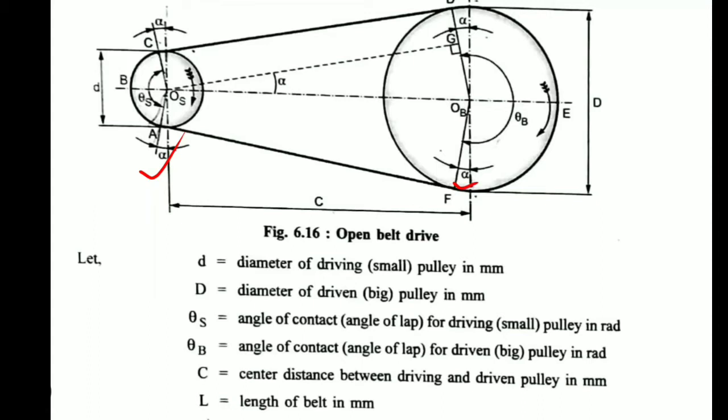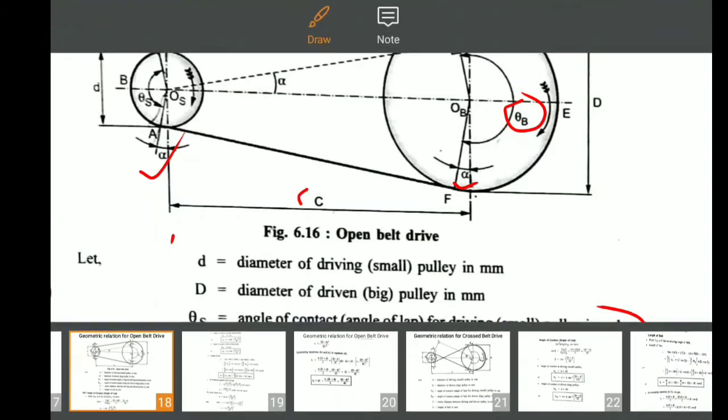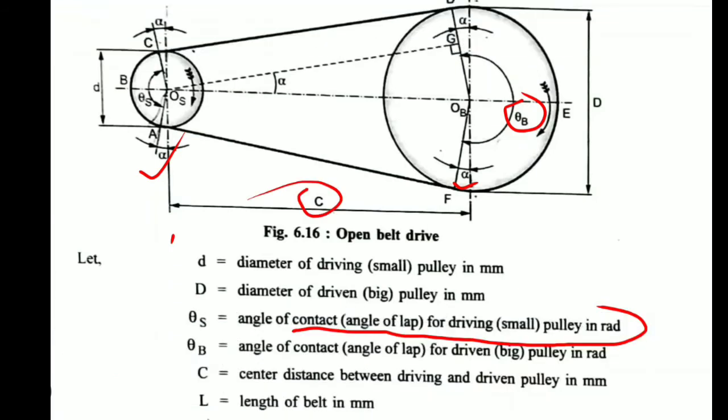Now the centers are OS and OB. The angle is theta s. Theta is nothing but the angle of lap, that is the contact with respect to the pulley area. So here theta s is the angle of contact or angle of lap for the driving or smaller pulley, and theta b is the angle of contact for the bigger pulley. Clear? Of course, the distance between the two pulleys is called the center distance, CD, or C. L is the length of belt, the total length of belt.